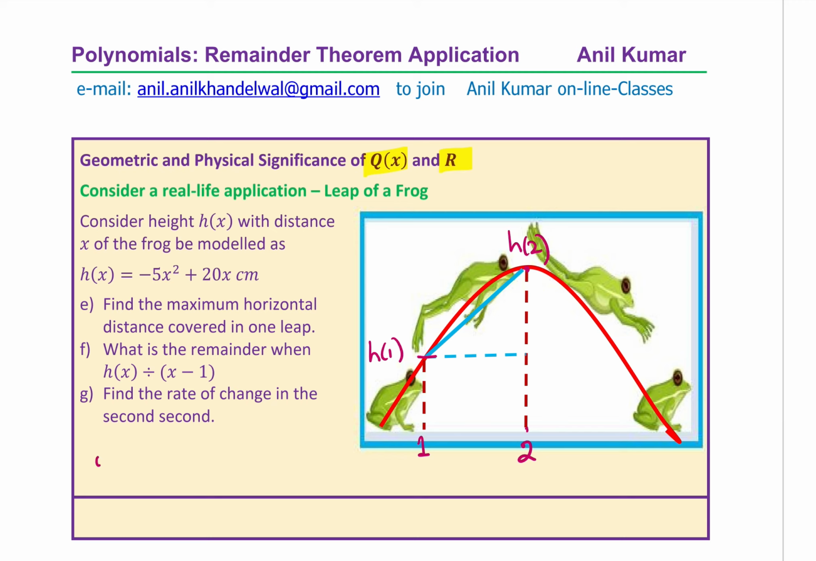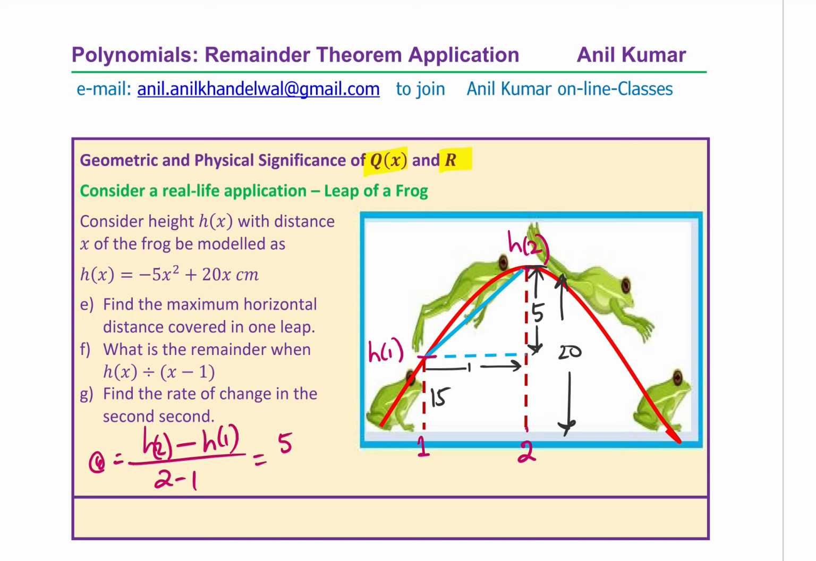So the rate of change will be what? It will be h of 2 minus h of 1 over 2 minus 1, correct? Which we got as 5 here, right? Because this was 15, that whole distance was 20, right? And this will be 20 minus 15, which is 5. And then 2 minus 1 is 1 unit, correct? And therefore, this slope is basically the rate of change, which is 5.